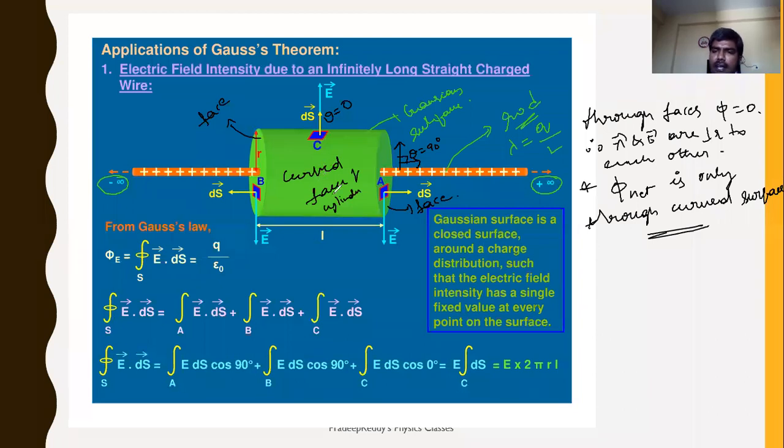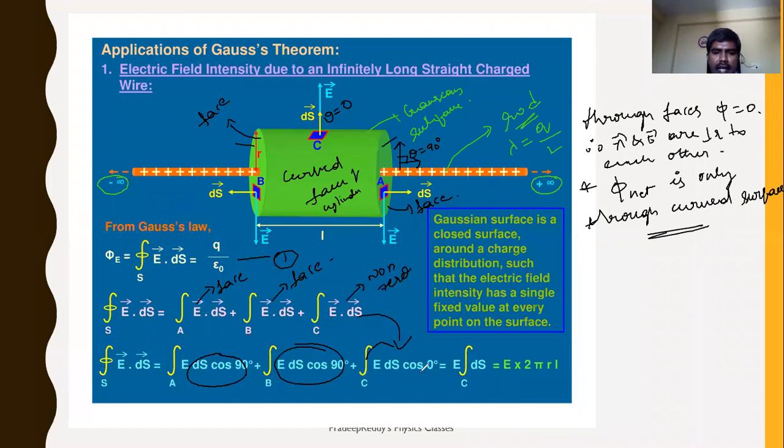Now in order to find the total flux, you will use the basic equation phi is equal to the integral of E dot ds, and that is equal to Q by epsilon naught. Take this as equation number 1. We have this total surface area, which is in 3 dimensions. Of course, the two faces will not have any contribution. Through the first face it is 0, through the second face it is 0. Only the curved surface will have non-zero flux, right?